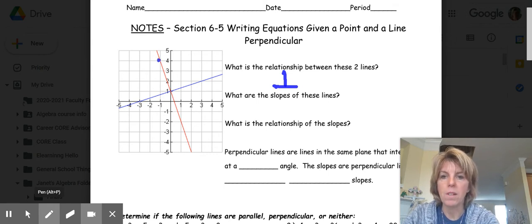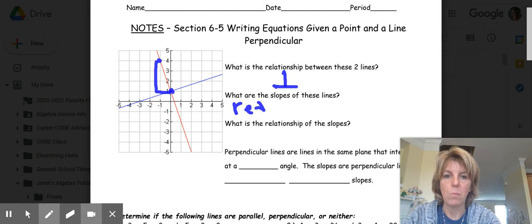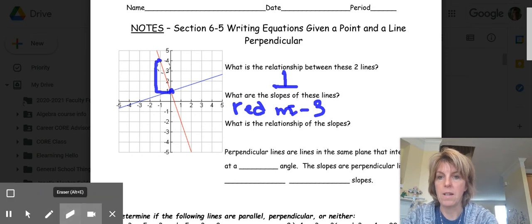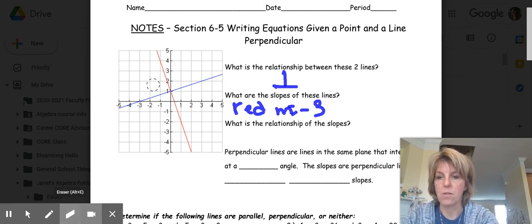So if I'm doing perpendicular, let's look at the slope. The red one, I have to find a dot there where the graph paper intersects, and I find a dot here. So I'm going to go down 3 over 1. So my red slope is going to be -3 because I went down 3 over 1. So the red line slope is -3. All right, let's erase that one.